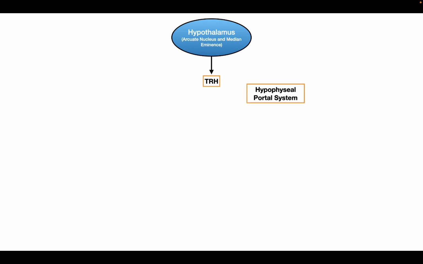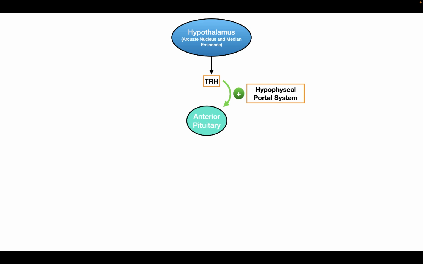So the hypothalamus has many different regions in it, and the regions that we're looking at today are the arcuate nucleus and the median eminence. So the arcuate nucleus and the median eminence are going to be synthesizing a specific hormone called thyrotropin-releasing hormone, or TRH. So the hypothalamus releases TRH, and this TRH travels into the hypophyseal portal system, where it will interact with another region called the anterior pituitary gland.